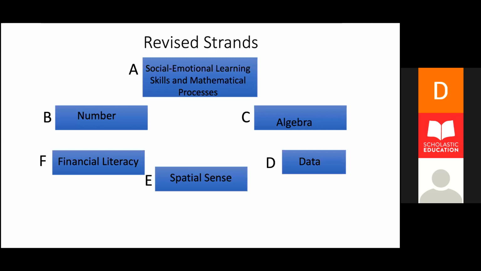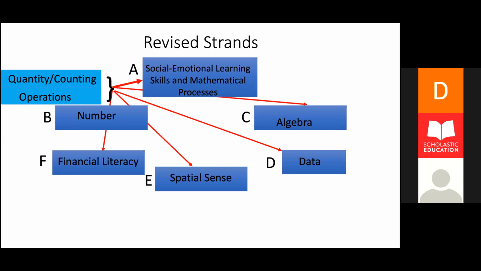Okay, so the next important strand, of course, is going to be number, and we're looking at quantity and counting in here, as well as operations. Quantity and counting, of course, also refers to fractions. This we're also going to infiltrate into all of the other strands. For instance, when we're doing data and kids are looking at graphs and comparing the bars in the graph, they're doing quantity and counting.